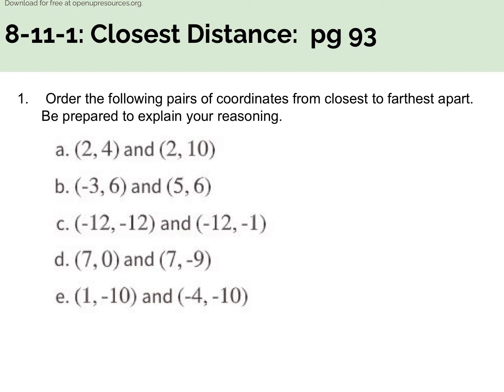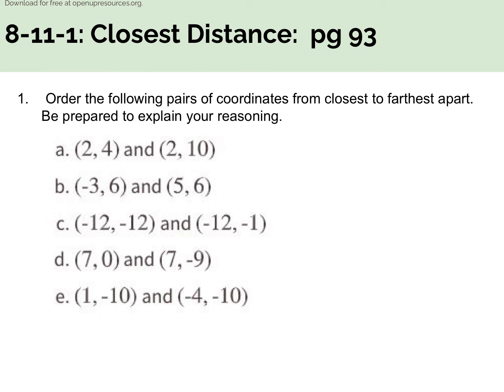First of all, let's turn to page 93. On page 93, you're going to see this question, and it says, order the following pairs of coordinates from closest to farthest apart, and be prepared to explain your reasoning. So we have to figure out how far apart these points are on the coordinate system. Go ahead and pause, answer that question, and then come back to me.